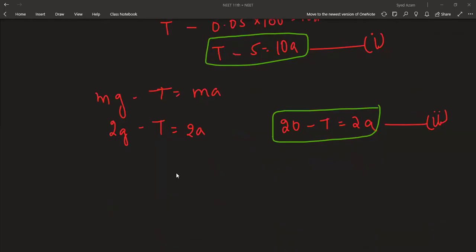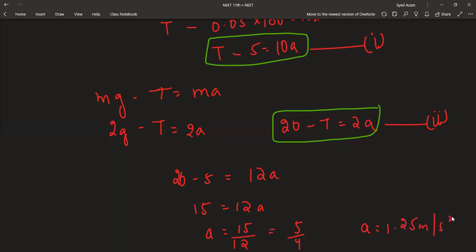So when you add these two equations, it will be 20 minus 5 is equal to 12a, because tension will be cancelled. So this becomes 15 is equal to 12a. Acceleration will be 15 divided by 12, which is equal to 5 by 4. And 5 by 4 is 1.25 meter per second square. So this is how you will get 1.25 meter per second square.